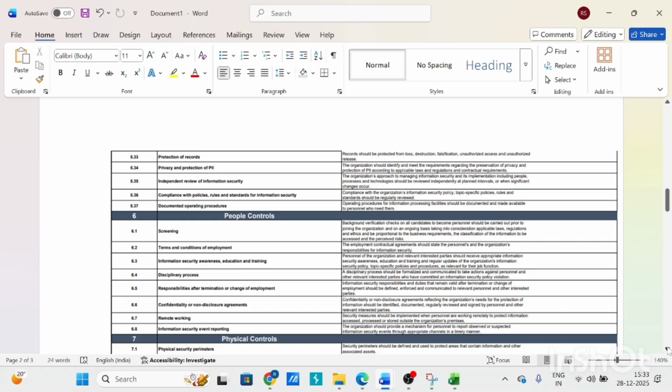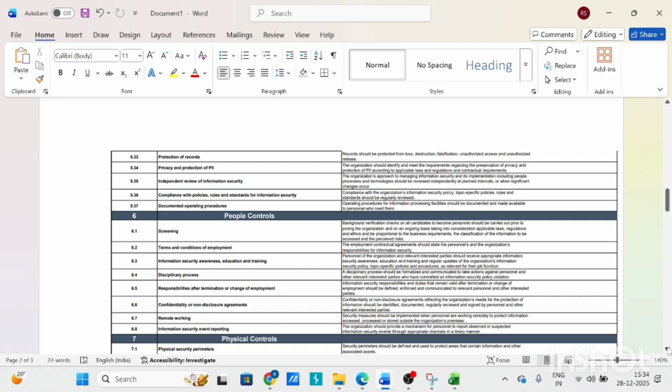Number 6 talks about the people controls, which are most important because people are those for whom awareness and competencies are required, because people are the ones who need to raise the concerns. 6.1 talks about screening, where background verification checks on all the candidates to become personnel should be carried out prior to joining the organization and on an ongoing basis, taking into consideration applicable laws, regulations, and ethics, to be proportional to the business requirements, the classification of the information to be accessed, and the perceived risk.